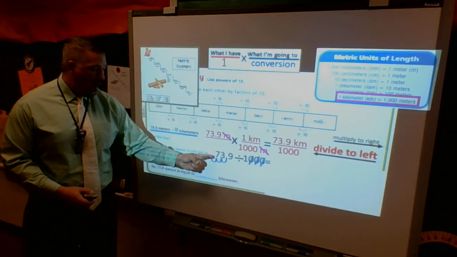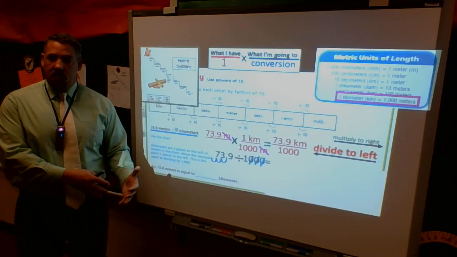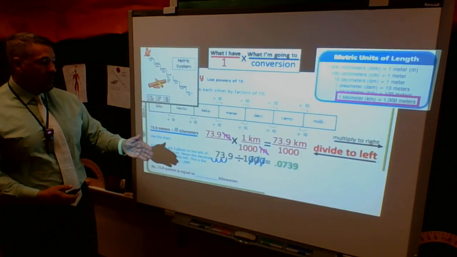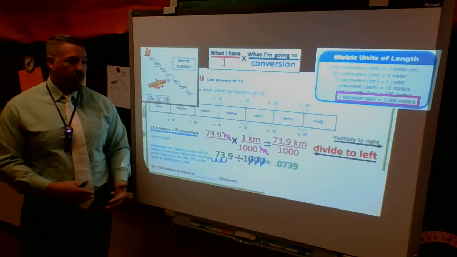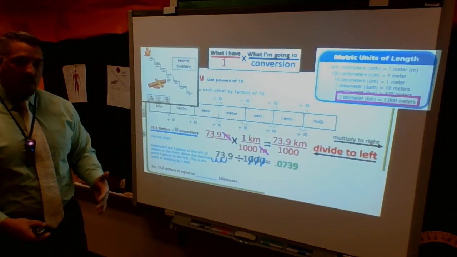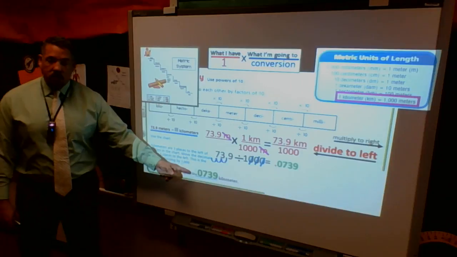I move it once, twice. There's no other number there, but I still have to move it 3 times because there were 3 zeros. So I add my 0 to the front. So I get 0.0739, 739 10,000ths. If I type this into my handy dandy calculator, 73.9 divided by 1,000, I still get 739 10,000ths.